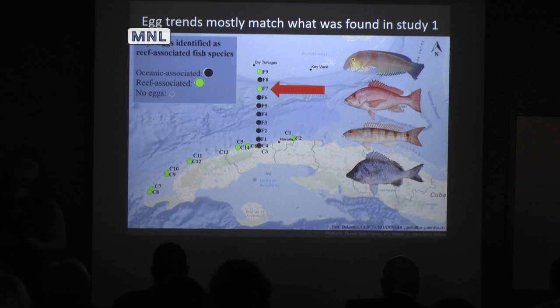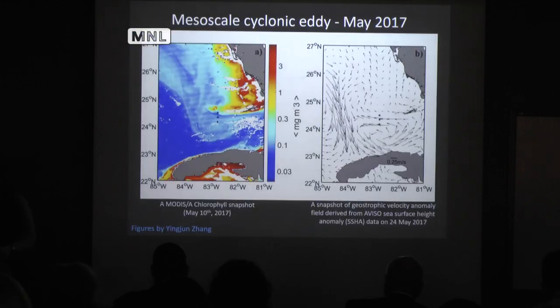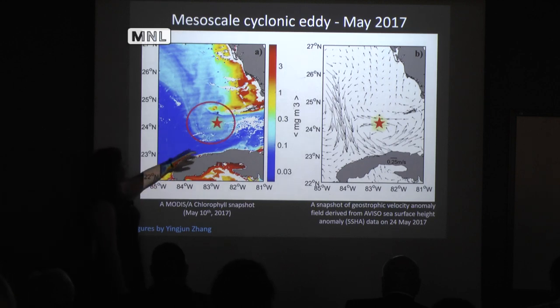We decided to partner with Dr. Hu and his student Ying Jun. Luckily, they had been studying this same area, looking at satellite images. Ying Jun gave me back this really cool image on the left, which is a chlorophyll snapshot from May 10th. This collection was done on May 24th across the Florida Straits. And so we see here, I don't know if you could see it, but I can see it, so I circled it for you. There is a cyclonic eddy right here.